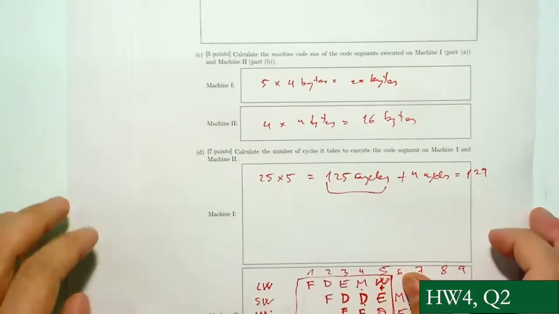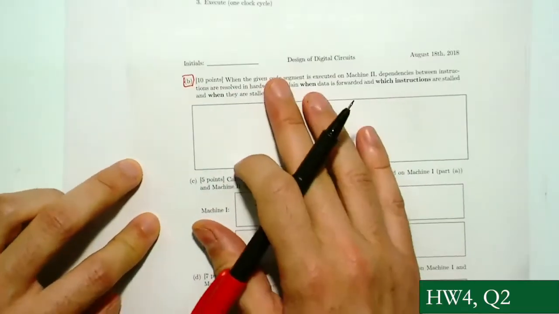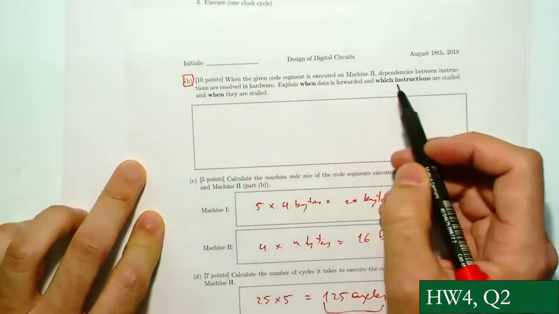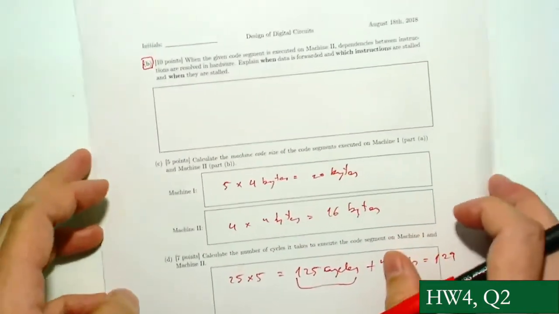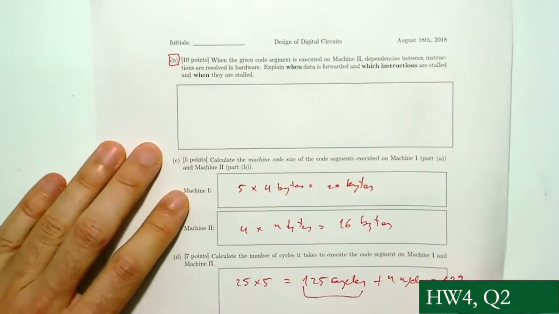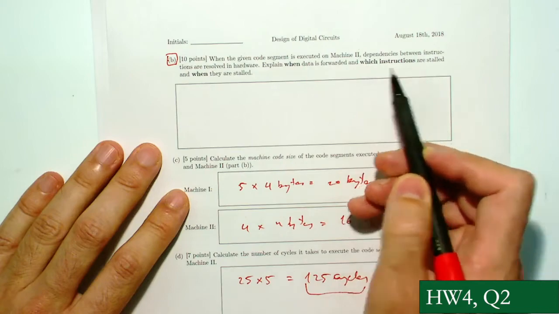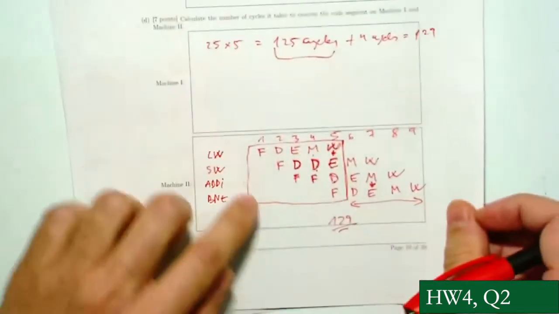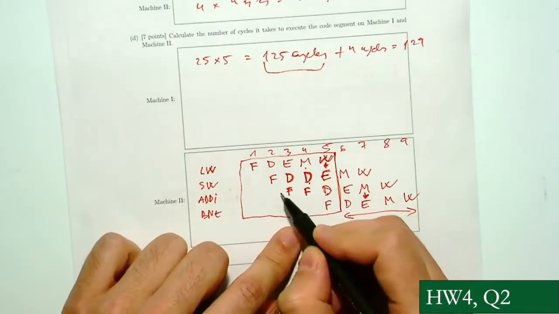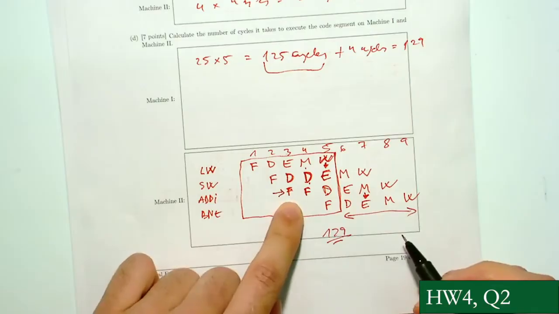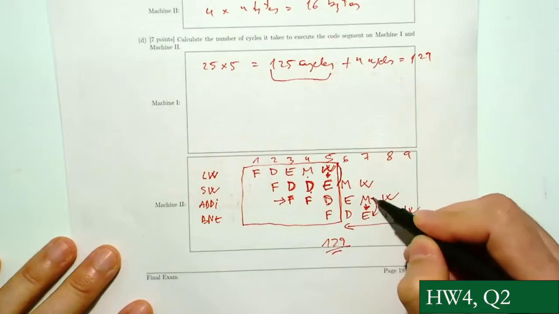And the last question, I left this to the end because once we solve all these questions, it's very easy to solve. So when the given code sequence is on machine 2, dependencies between instructions are resolved in hardware. Explain when data is forwarded and which instructions are stalled and when they are stalled. So we already see that we stall here, and we have data forwarding here and here.